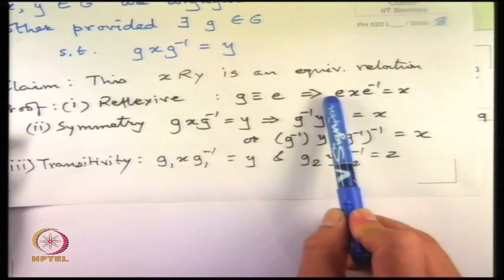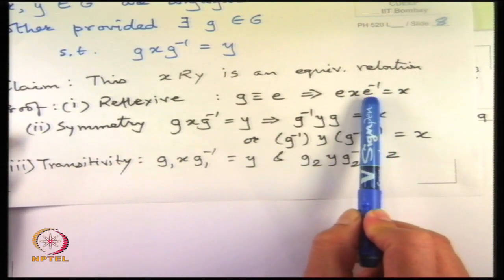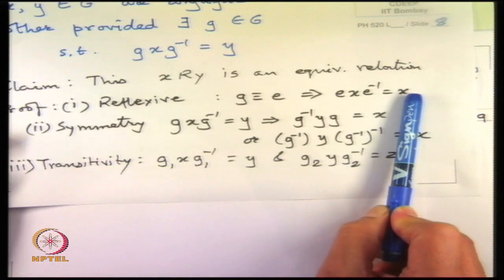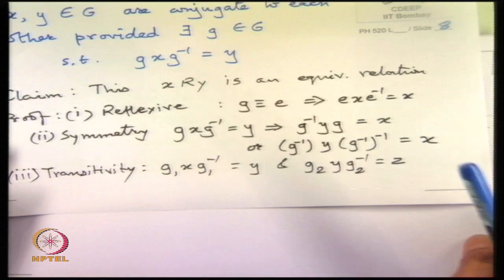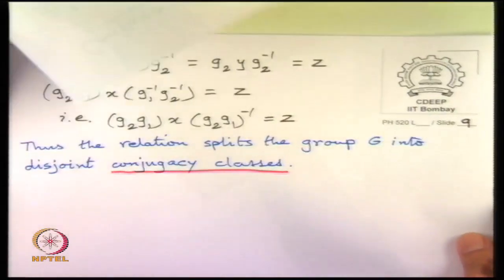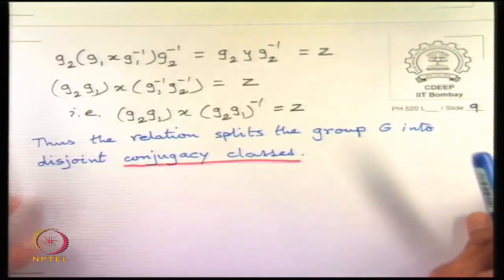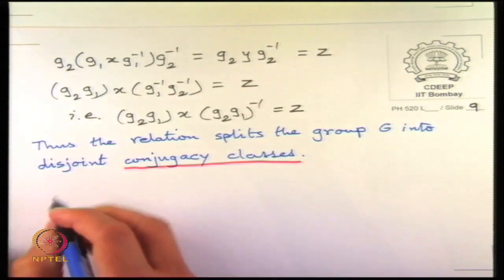The element identity is in its own equivalence class, is its own conjugacy class, because it will never get related to anything else. E will always remain related to itself. If you put G, E, G inverse, you will get back E regardless of what G you used. So E can never be converted into anything else by this kind of transformation, and so E will always constitute its own.